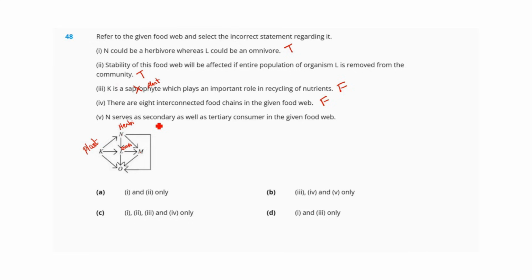N serves as secondary as well as tertiary consumer. No, N is a herbivore. So this is also false. So our false statements are 3, 4, and 5. So our correct answer is option number B.